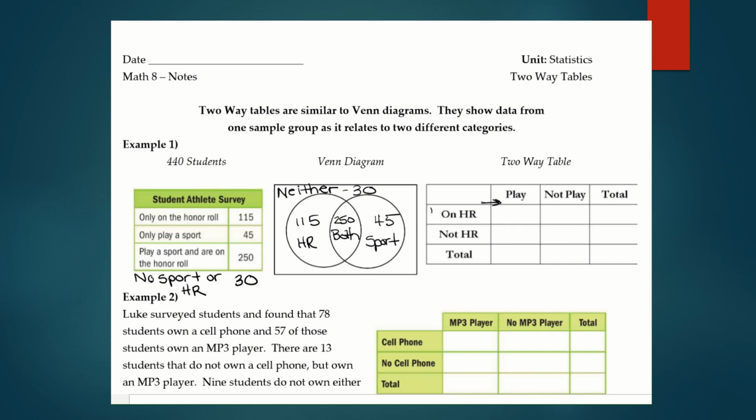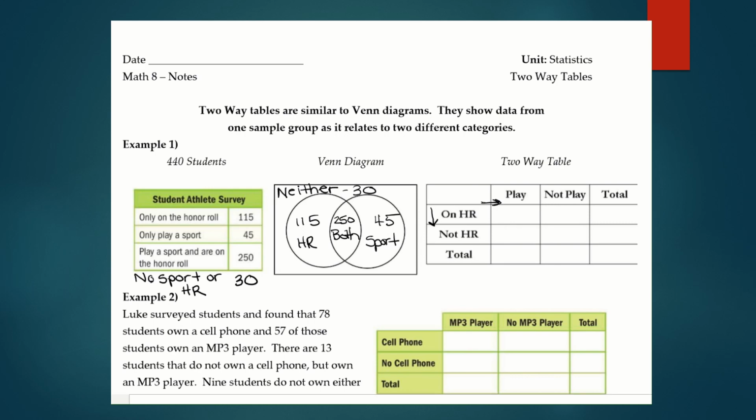And our columns are up and down. So across the top, we're looking at students that play sports. So you'll see there's a section for kids that play, kids that don't play, and then a total.